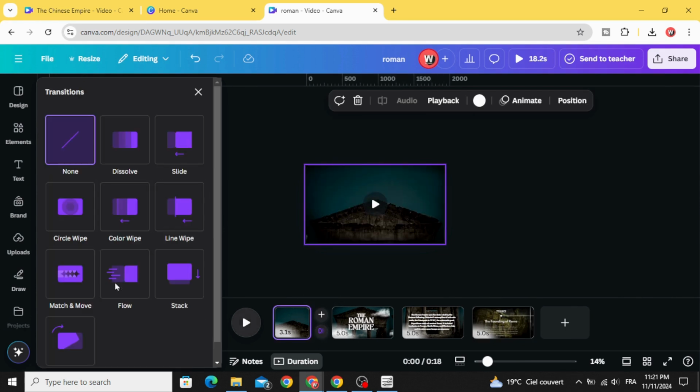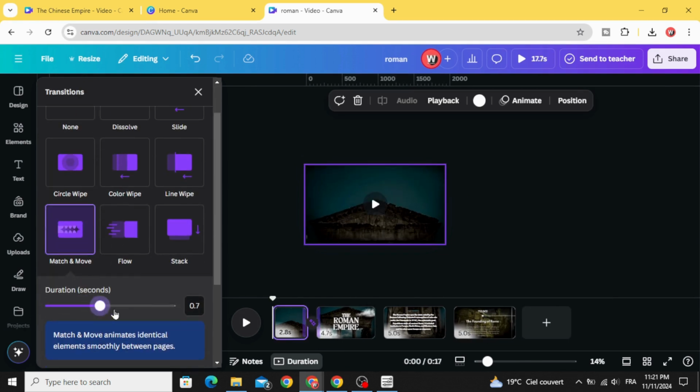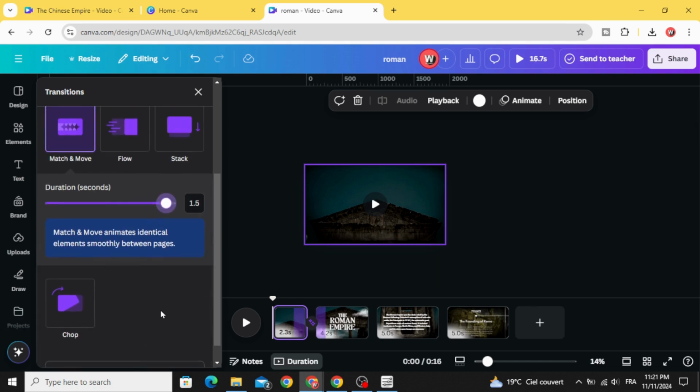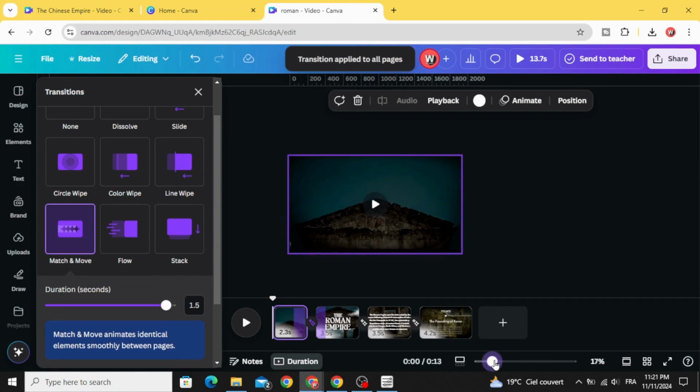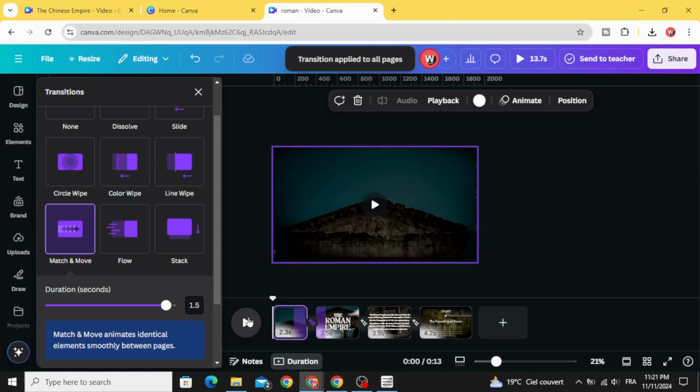At transition, match and move, increase the duration, apply between all pages, and here is the final results.